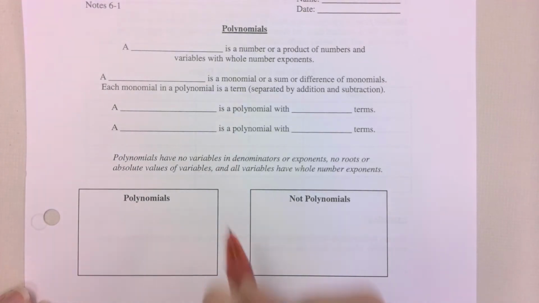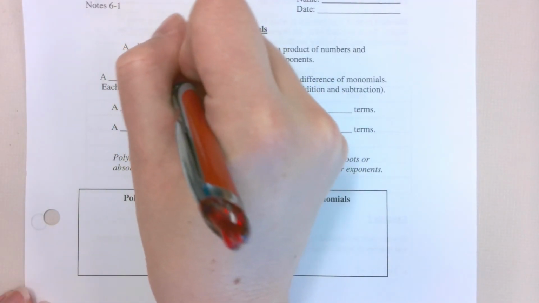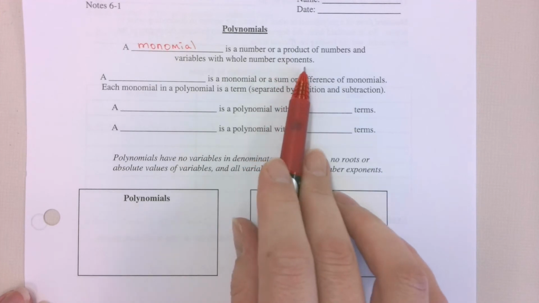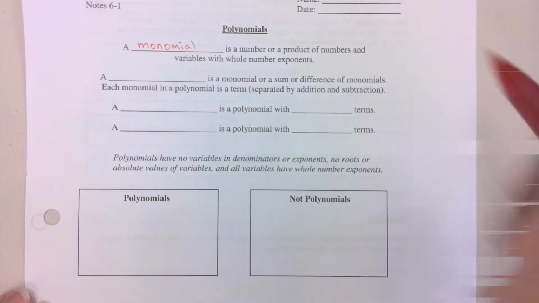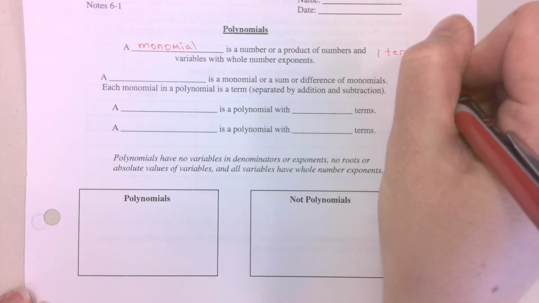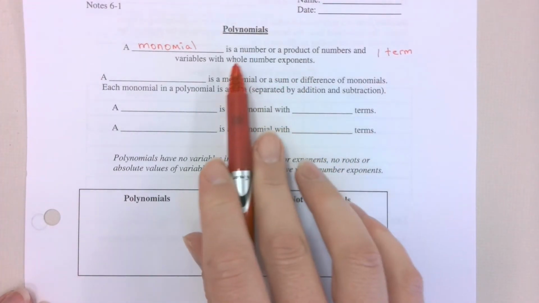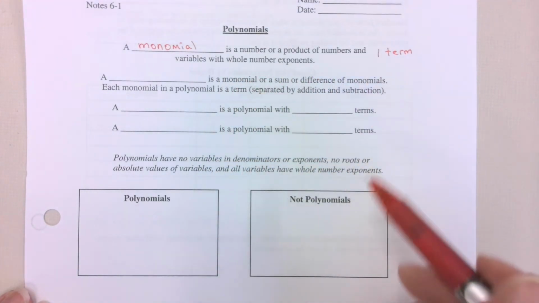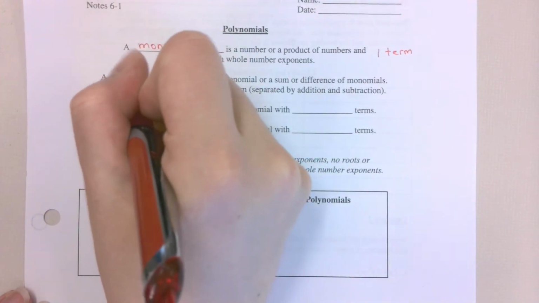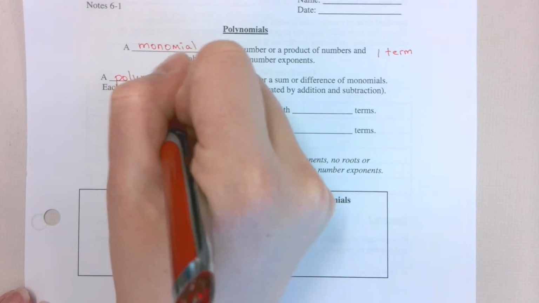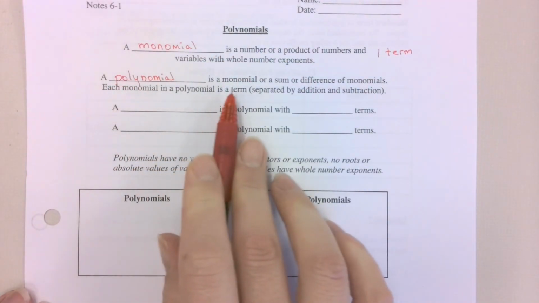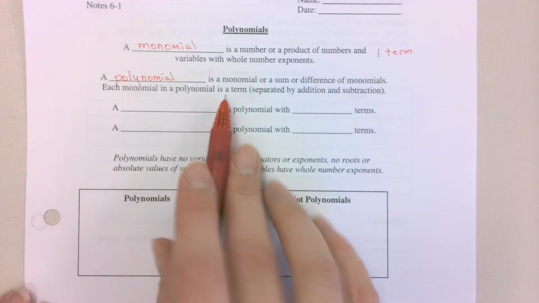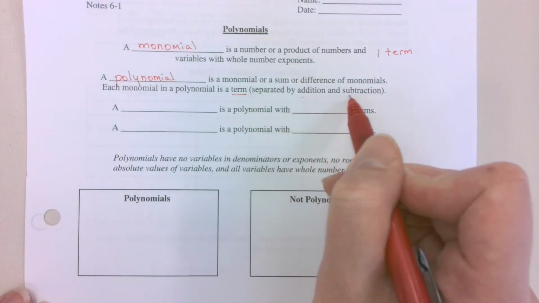The first thing we want to talk about is, in general, a monomial. A monomial is a number or a product of numbers and variables with whole number exponents. So a monomial is one term. It's created by having a product of numbers and variables, and you can only have whole number exponents, no negatives, fractions, or decimals. The more general term is called a polynomial. Much like a polygon is any closed-sided figure, a polynomial is a monomial or a sum or difference of monomials. Each monomial in a polynomial is considered a term, and they are separated by addition and subtraction.